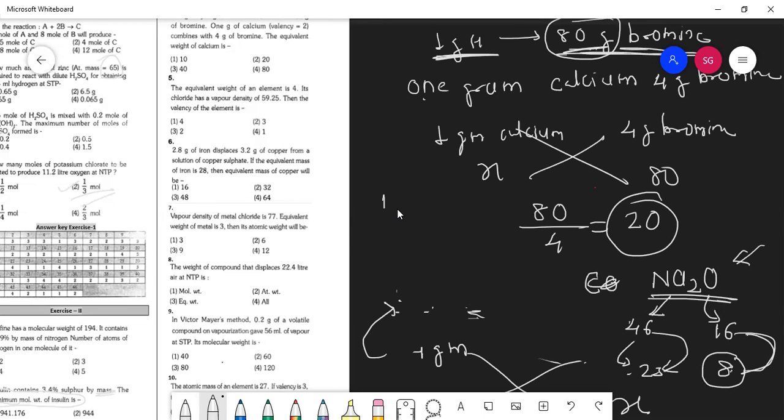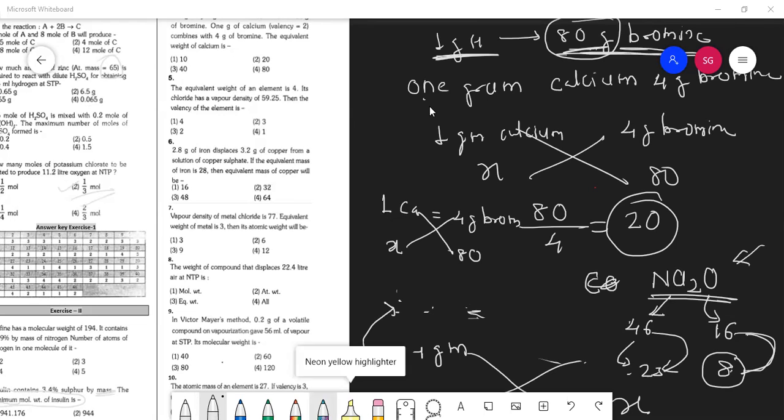So like this, 1 gram of calcium reacts with 4 gram of bromine, but I know bromine's equivalent weight is 80. So the equivalent weight of calcium is 80 divided by 4, that is 20. Now you understood? Yes, sir.